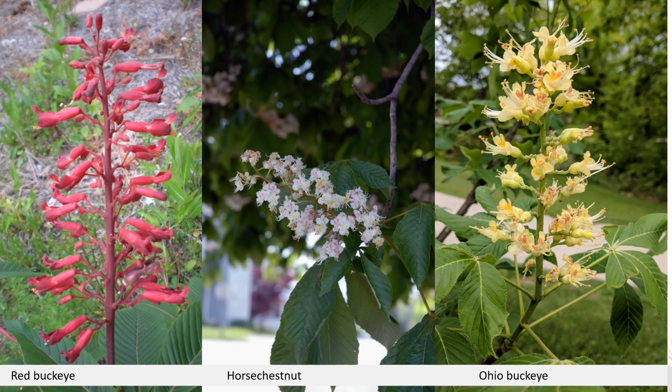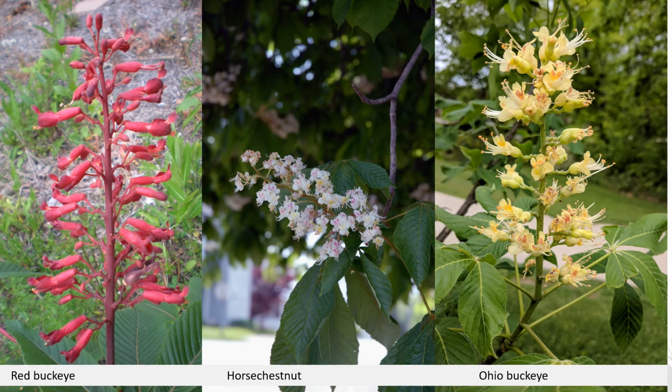As I said, flowers can be really distinctive, and so all three of these fall into the Aesculus group, and you've got red buckeye, you've got a horse chestnut, and you have Ohio buckeye. So these tall blooms, different flower colors, different flower shapes, even when you talk about the individual blooms, but all of them are on one of these plants.